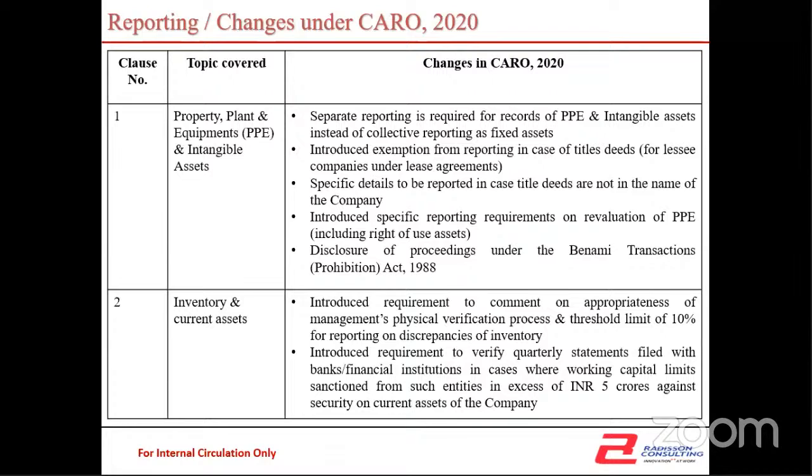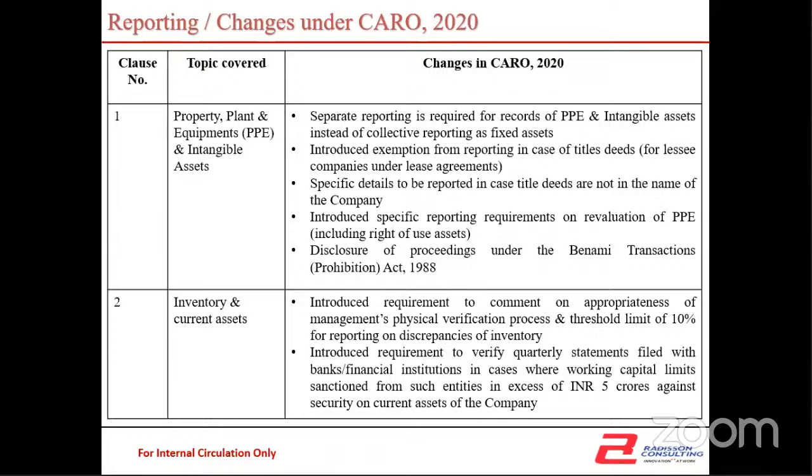Point number five, under property plant equipment, disclosure of proceedings under the Benami Transaction Prohibition Act 1988. Under this sub clause, only those transactions are covered which are subject to a Benami transaction. A Benami transaction is a transaction which involves a Benami property. So, to understand this sub clause, we need to understand what is a Benami transaction.